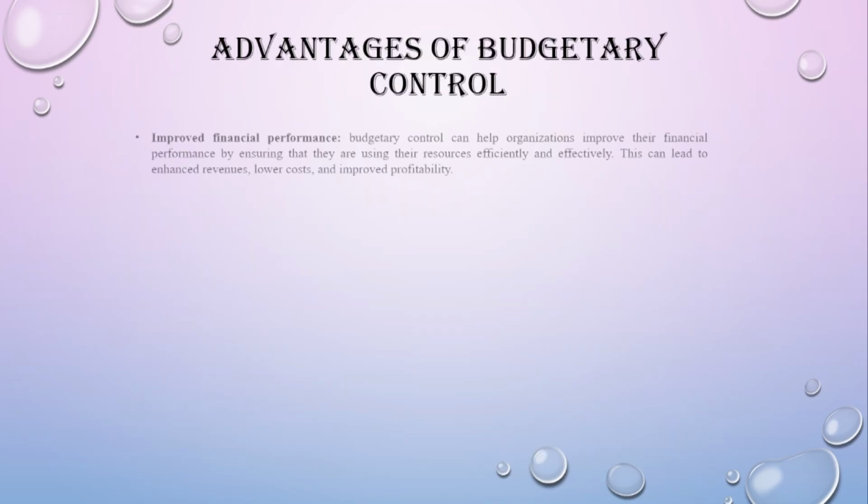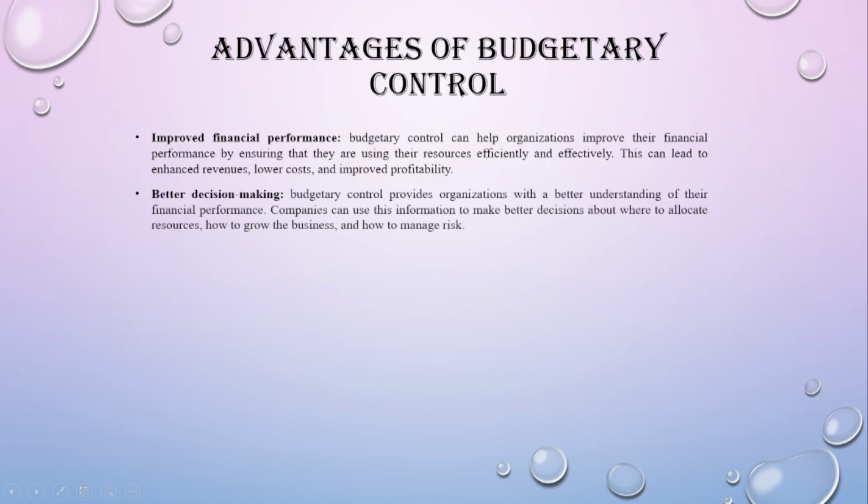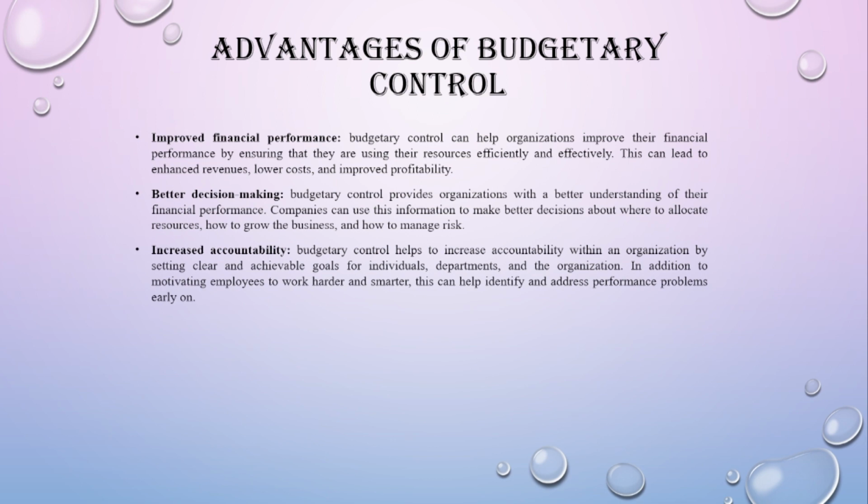There are some advantages of budgetary control. First advantage, improved financial performance. Budgetary control can help organizations improve their financial performance by ensuring that they are using their resources efficiently and effectively. Second advantage is better decision making. Budgetary control provides organizations with a better understanding of their financial performance. Companies can use this information to make better decisions about where to allocate resources, how to grow the business, and how to manage risk.